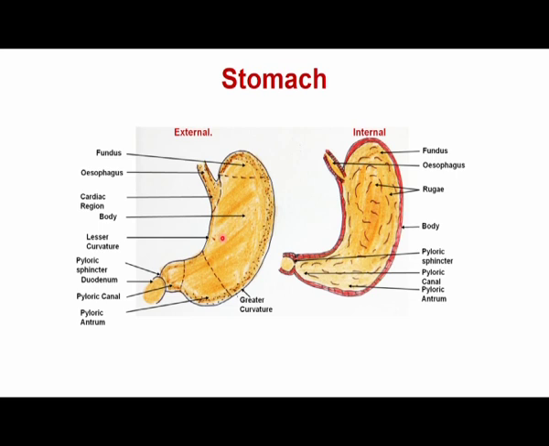Now, if you cut the stomach transversely, what you will see is that the stomach has a lot of membranous folds inside, and these are called rugae. The purpose of these rugae is to increase the surface area as well as the volume within the stomach. As you know, the stomach is the first site where food is stored temporarily and digestion takes place.